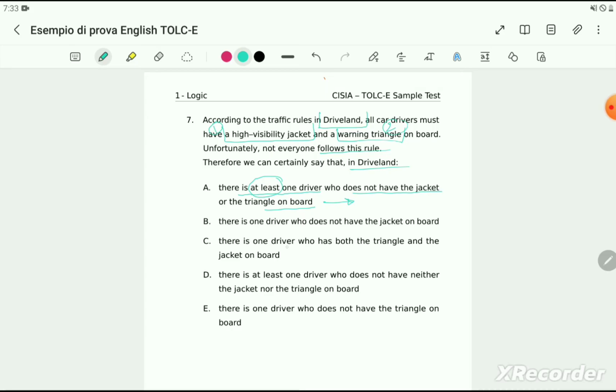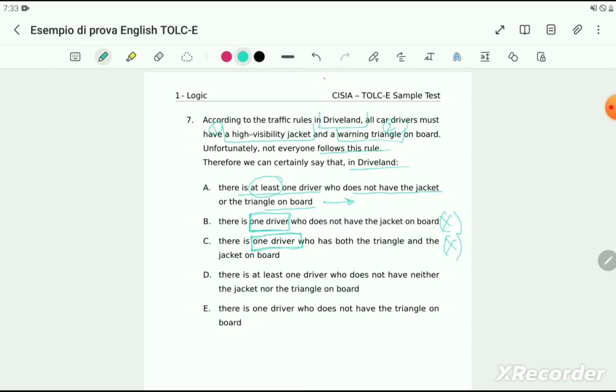So we will not decide right now. Let's read the following options as well. There is one driver who does not have the jacket on board. We cannot fix that, can we? We cannot, because in the statement, it is not given. There is one driver who has both triangle and the jacket on board. No. Again, it's a fixed number. They said not everyone follows the rules. That means there could be more people. Okay, so both are negative.